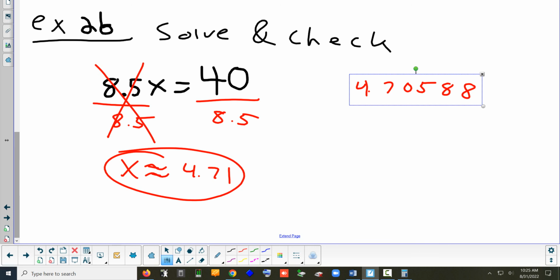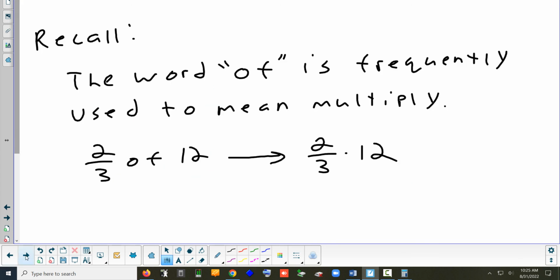Okay, we're getting towards the end. So the last blank we have to fill in on the guided notes is what the word of means. Anyone have a guess what of means in math? Yep. It means multiplication. So like if I said to you, what is 1/2 of 10? What's half of 10? You'd say, okay, well, figure that out. Half times 10. That's how you figure out half of 10. So the word of is used to mean multiply.